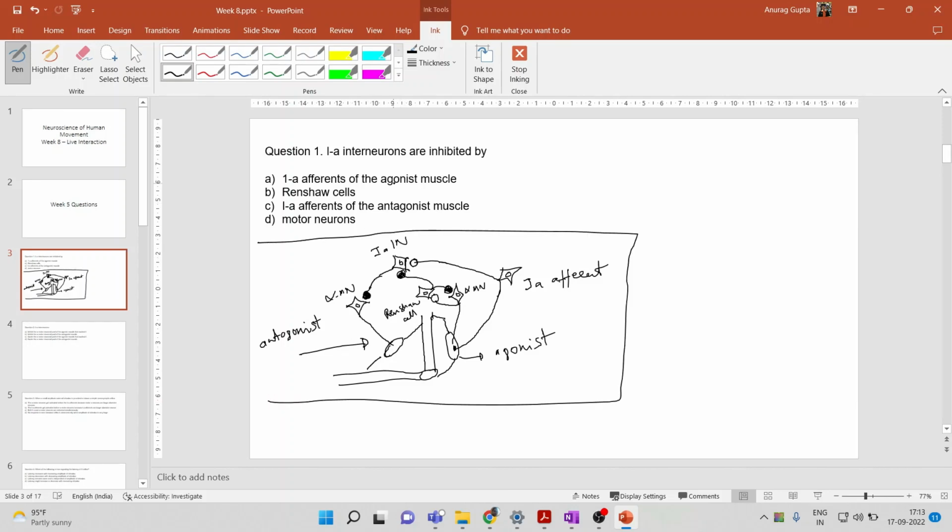So, are the 1A interneurons inhibited by the 1A afferents of the agonist muscle? No. The 1A afferents do not inhibit; they always excite. The Renshaw cell, that is correct. The 1A afferents of the antagonist muscle? No. Alpha motor neurons? No. So the answer is B, Renshaw cells.